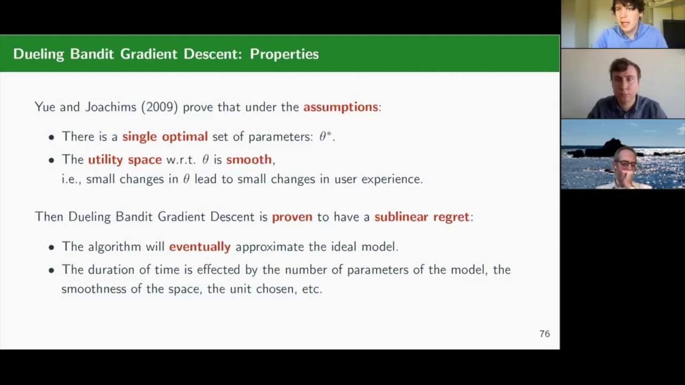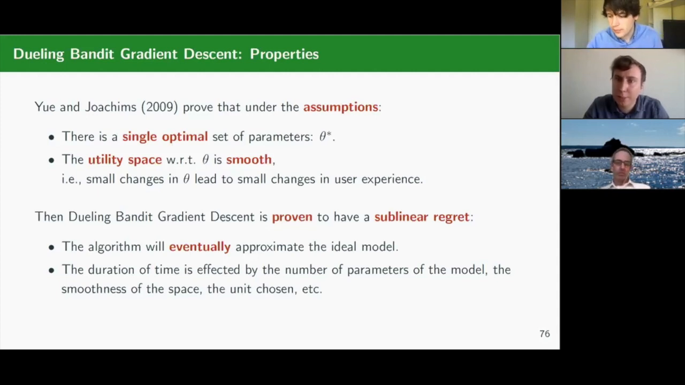So if you make a small change, you don't get radically different rankings. The user experience mostly remains the same from slight changes. They prove a sublinear regret. So the algorithm will eventually approximate the ideal model. And how long this takes depends on a lot of factors, like how many parameters you have, how smooth its space is, etc. But the idea is that we can prove that it should approximate this over time.